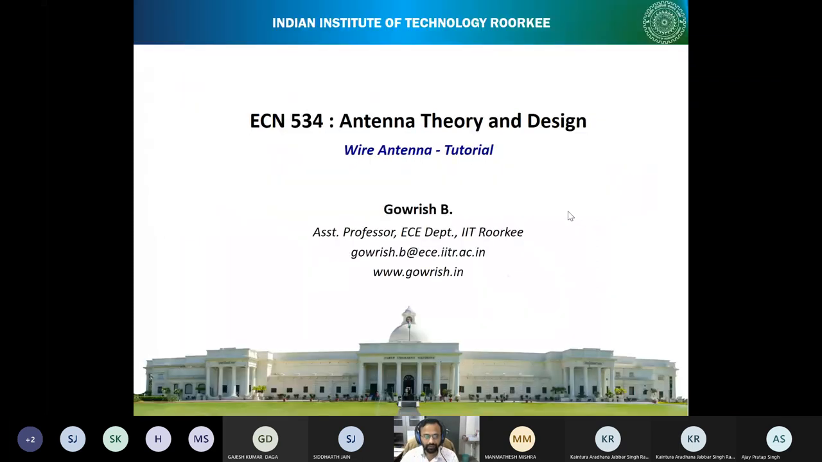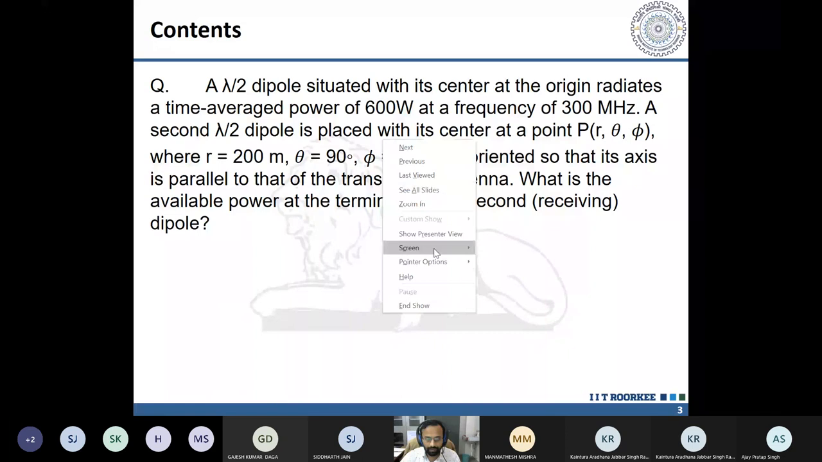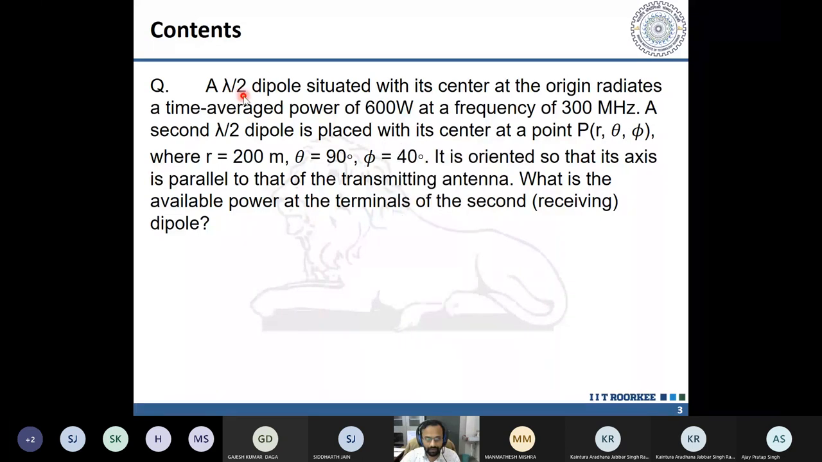Okay, let us check the first problem. A half wavelength dipole situated with its center at the origin radiates a time average power of 600 watts. So the total power transmitted is given, and it is told that the antenna is a half wavelength dipole. So we know the radiation resistance, its radiation pattern, and all the expressions related to the half wavelength dipole at a frequency of 300 megahertz. So lambda is also given.